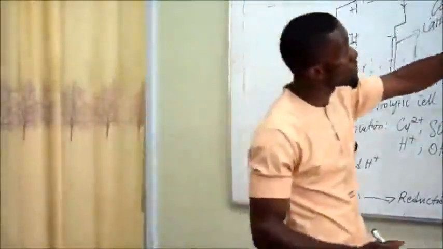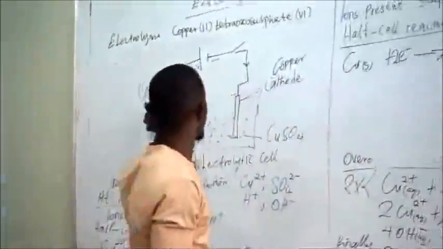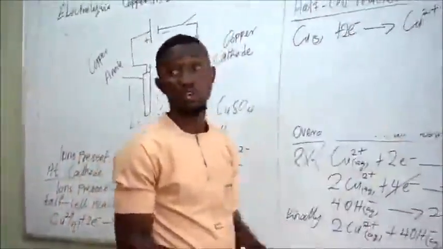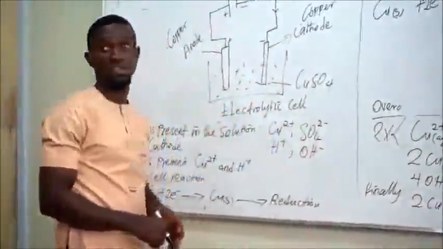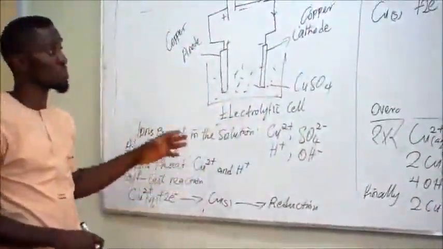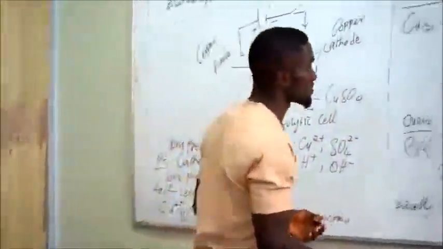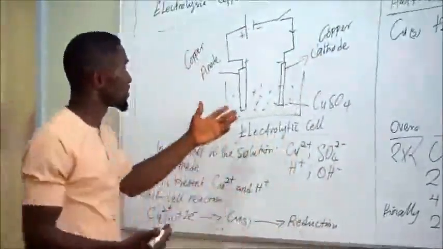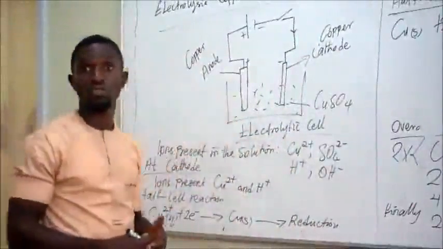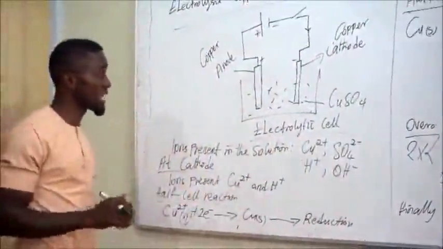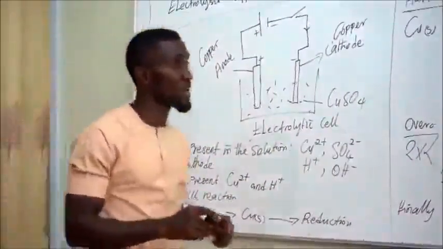So at the anode, if we are using copper anode, we will have copper ion produced. The copper ion will go into the solution. Okay, then what do you think will happen to the color of this solution? You recall initially that the blue color will gradually fade.